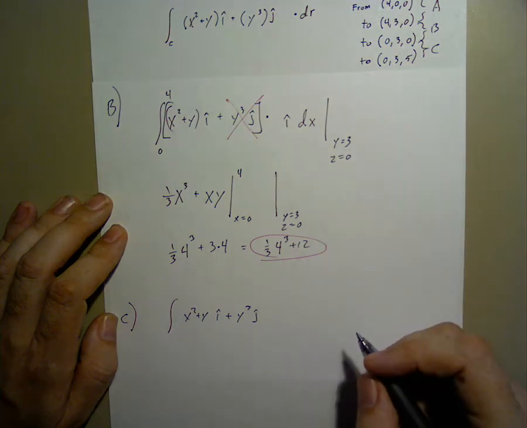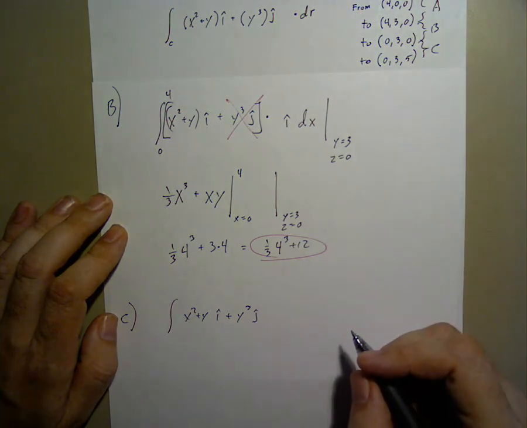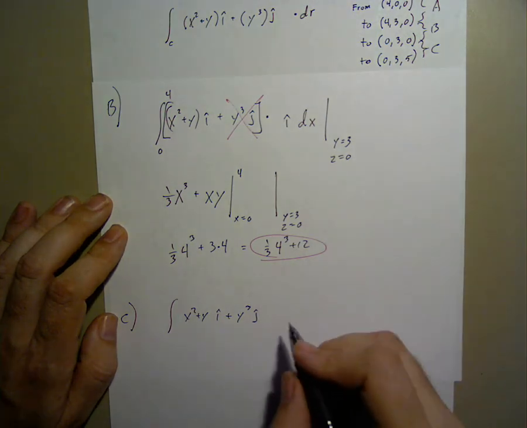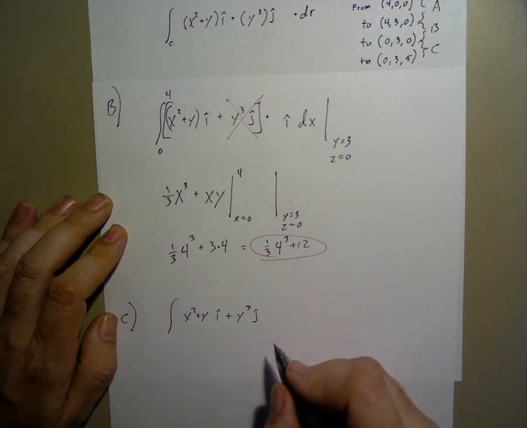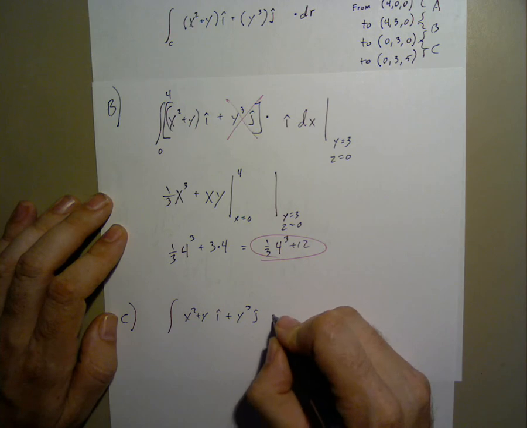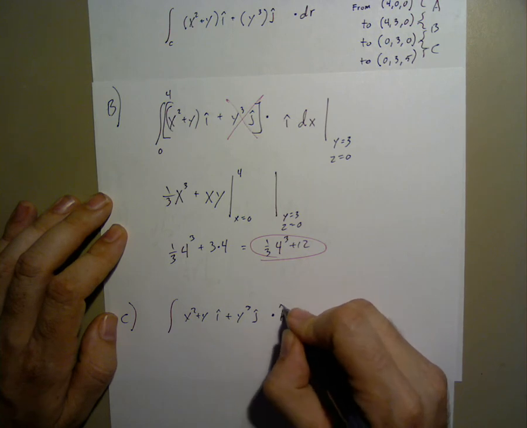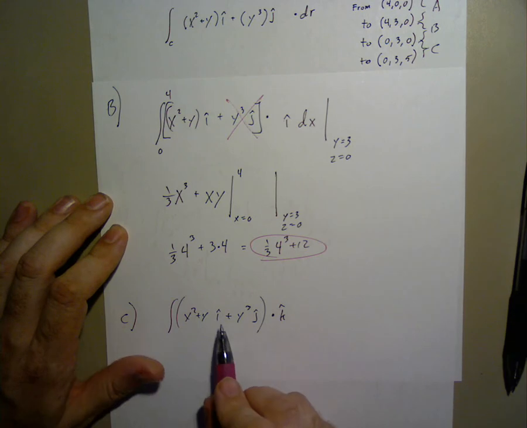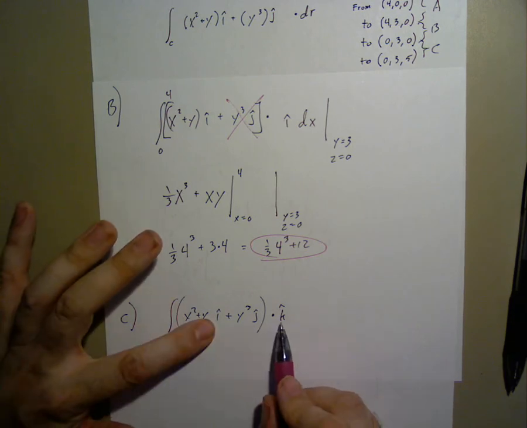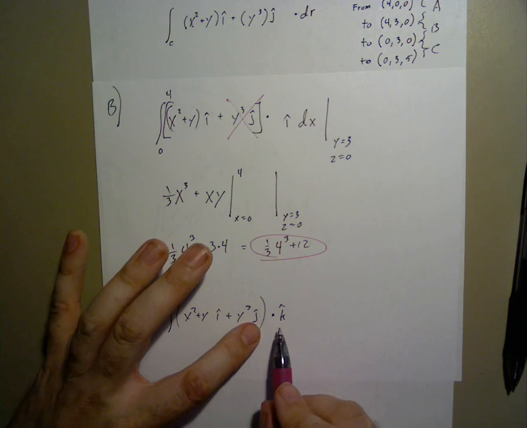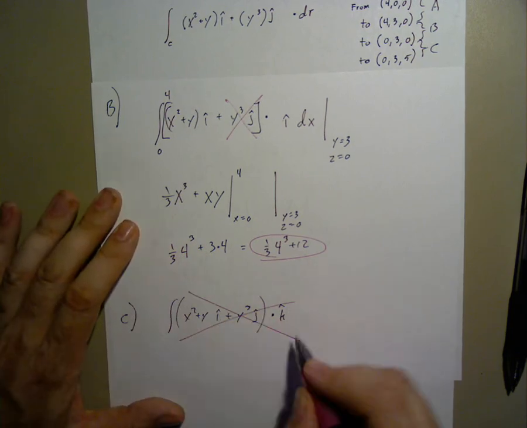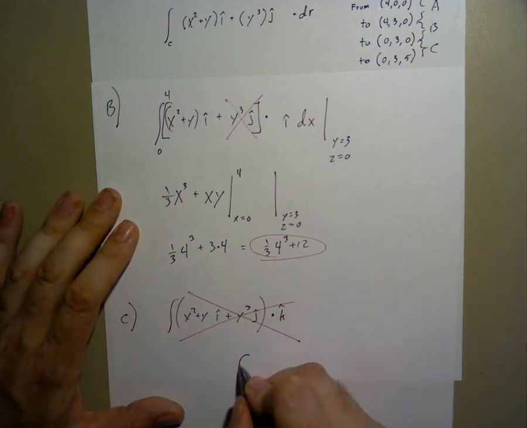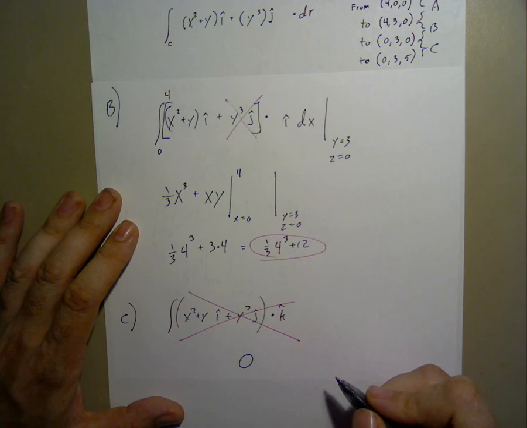While we can integrate dz, dotting the rest of the function with k hat, z hat, gives us 0. This completely cancels out. i dot k is 0, j dot k is 0. The answer to the C integral is 0.